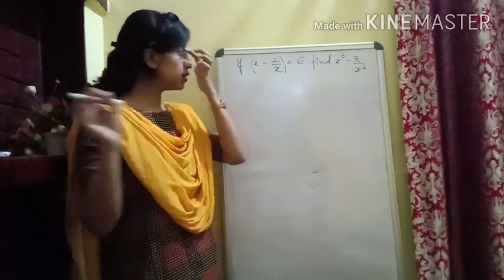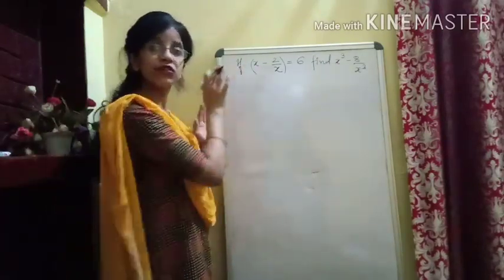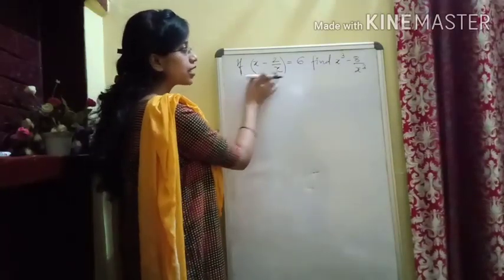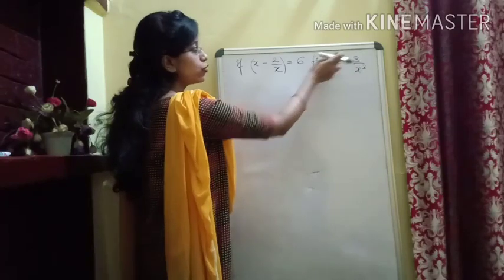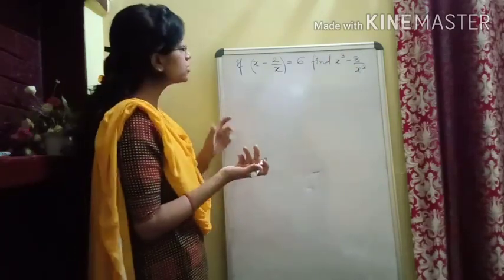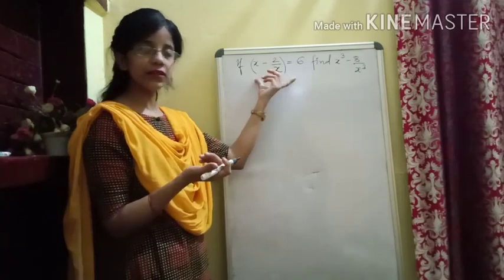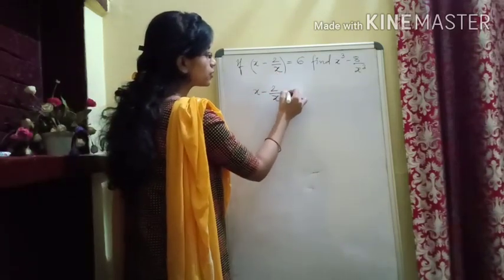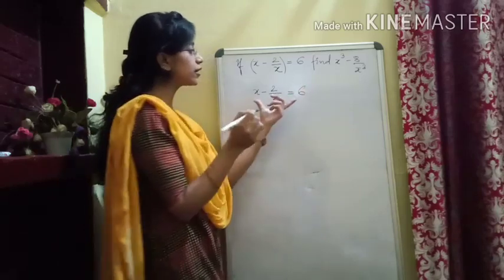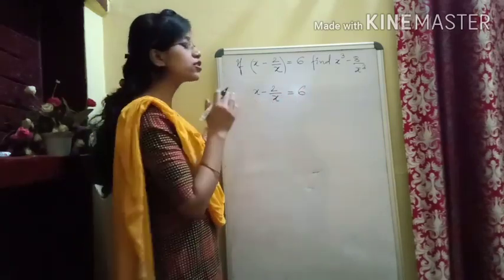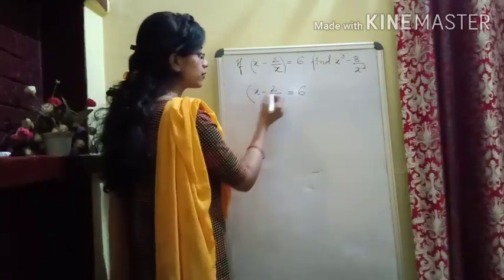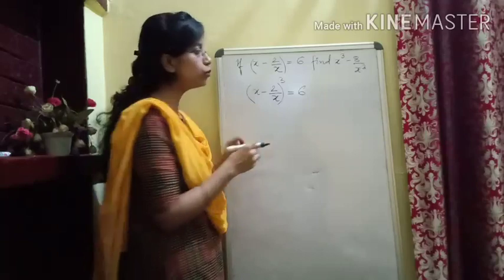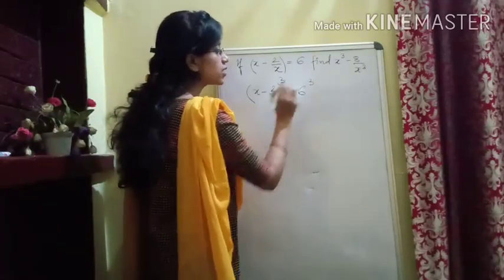Okay, so whatever information is given, we are going to use that information to calculate this. Since we have to calculate a cube term, what to do? Simple. We have to cube the given term. What is given? It is x minus 2 upon x equals 6. So let us cube both sides. When you cube it, it will become x minus 2 upon x whole cube, and on the right hand side it will become 6 cube.